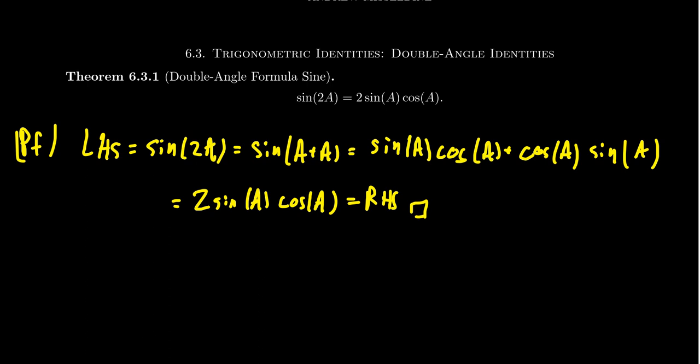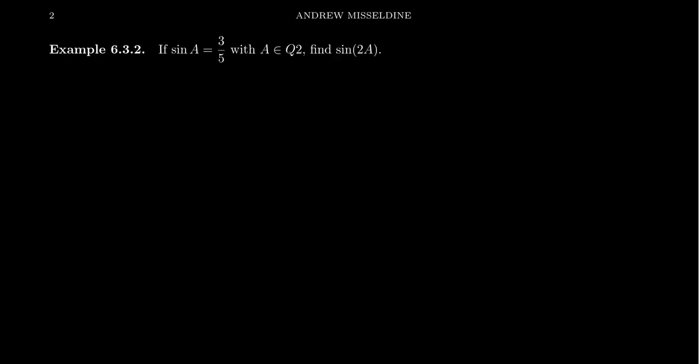This is one of our favorite trigonometric identities. Although it's a special case of the angle sum identity we did before, we actually use it all the time. Let me show you a few examples you might use it in. Let's suppose we know sine of A is equal to 3/5, and that A terminates in the second quadrant. Can we compute sine of 2A?